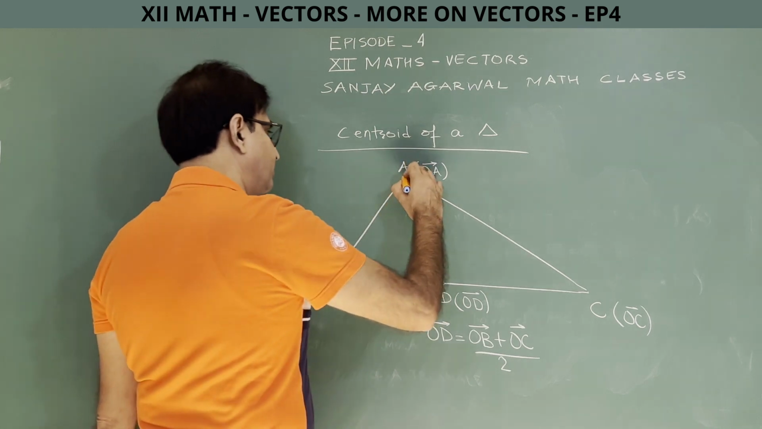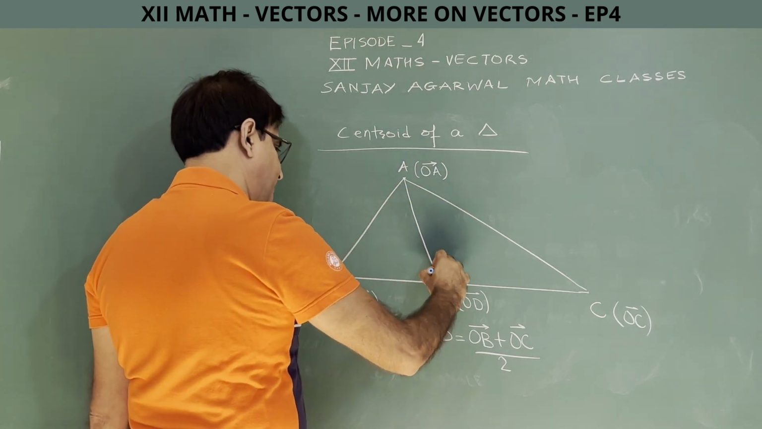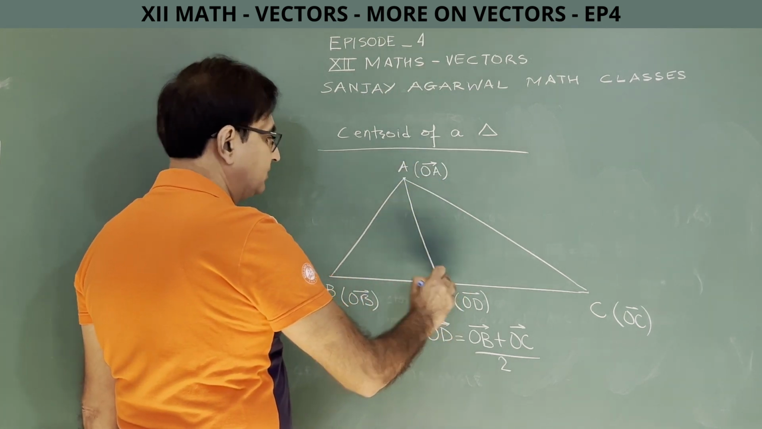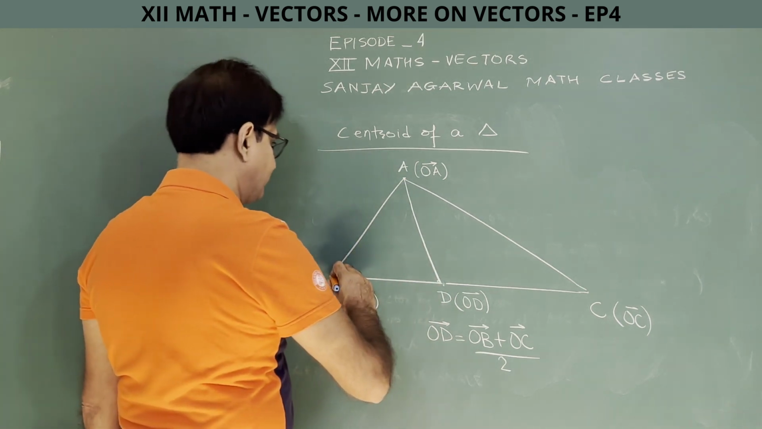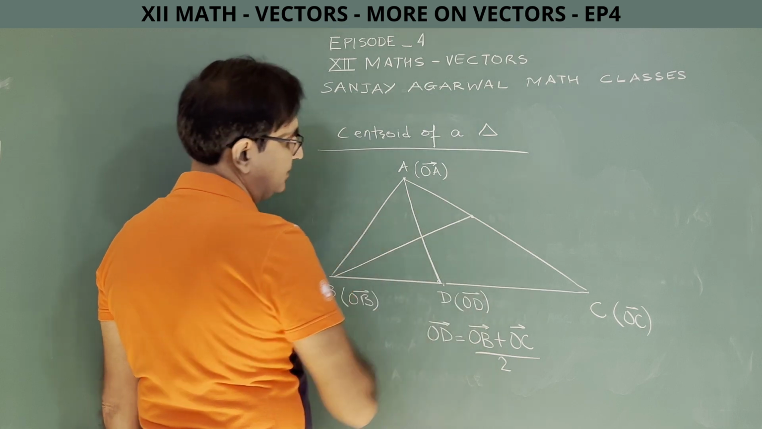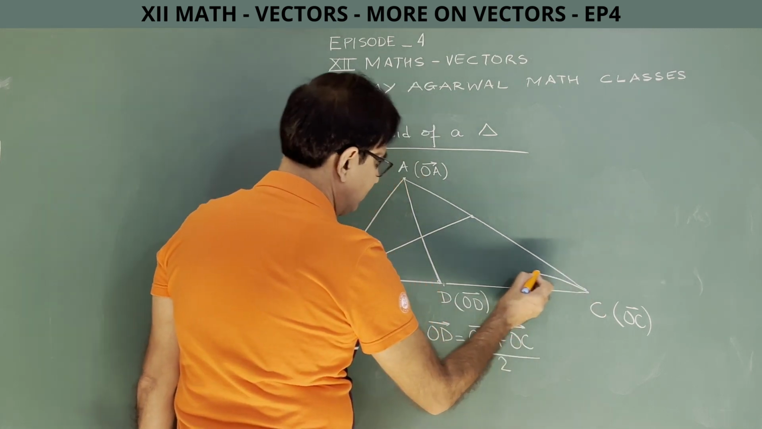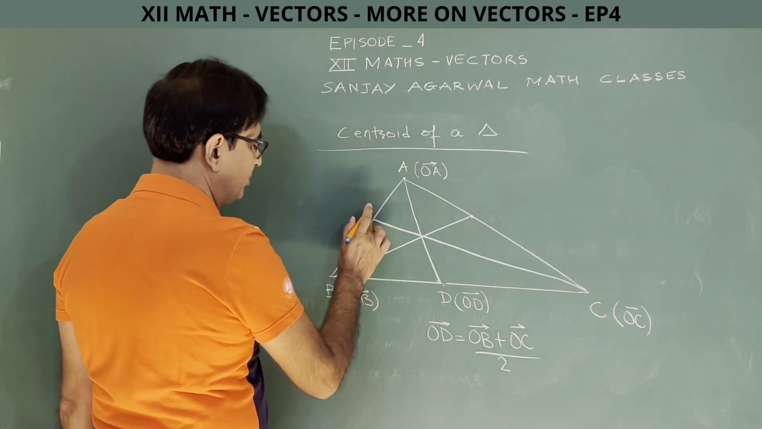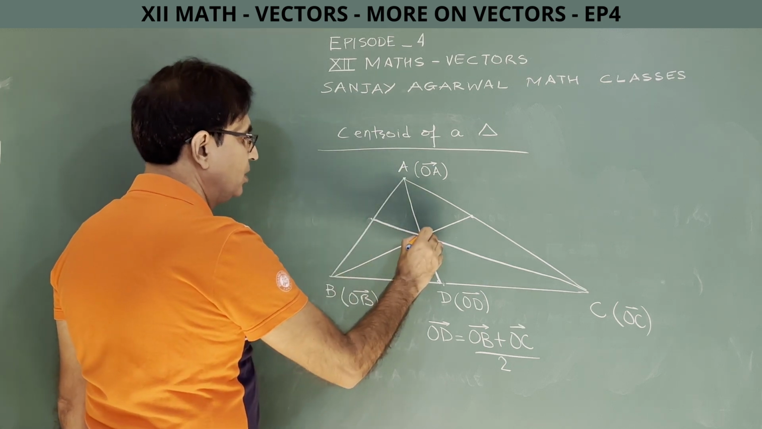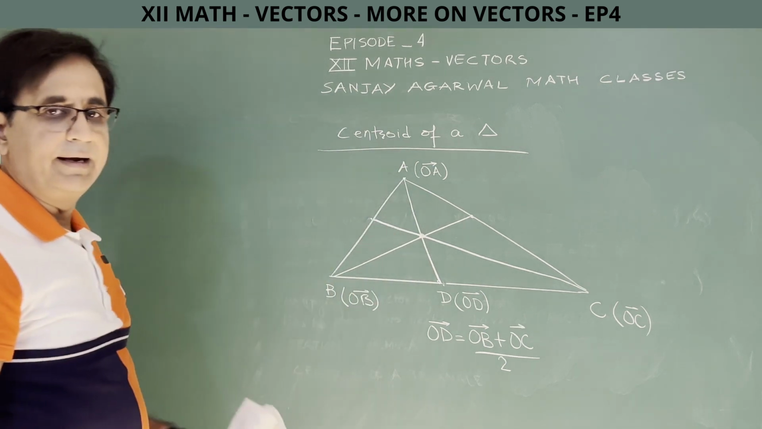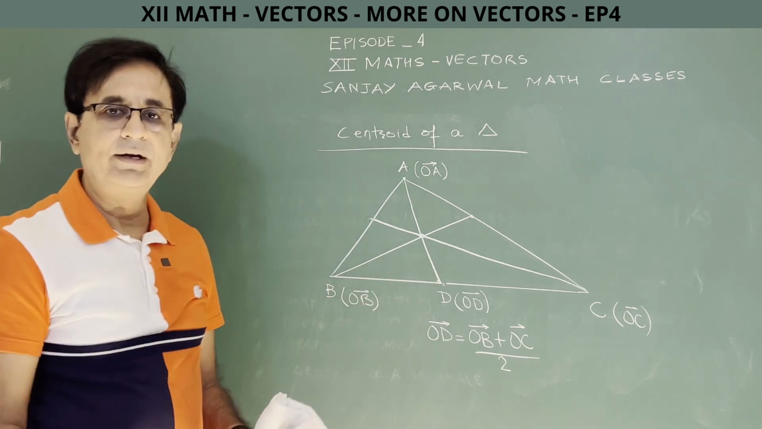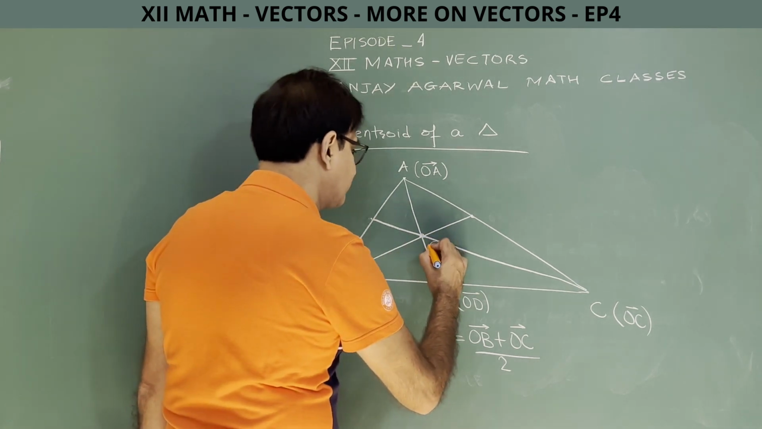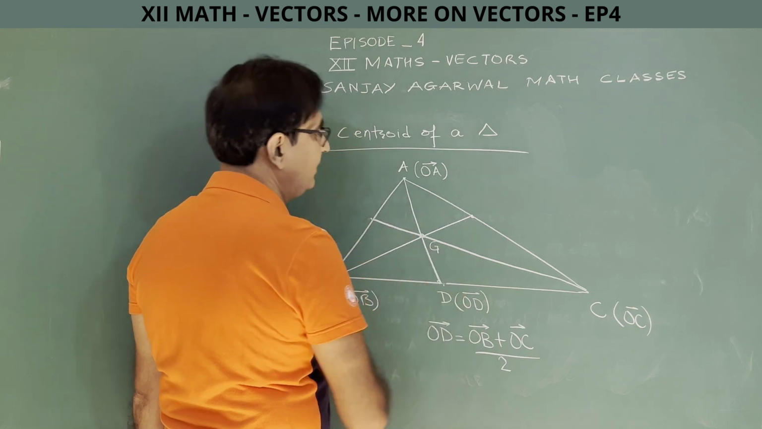Now you join vertex A with D. So this is called the median of the triangle, and we have 3 medians. From B, if I join the midpoint of AC, this is second median. From C, if I join this midpoint of AB, this is the third median. All the 3 medians are concurrent. What do you mean by concurrent? They pass through the same point of intersection, and this point of intersection is called the centroid of the triangle.